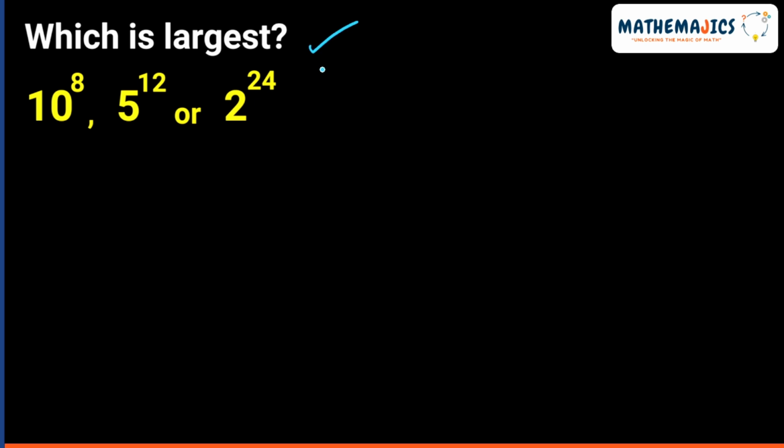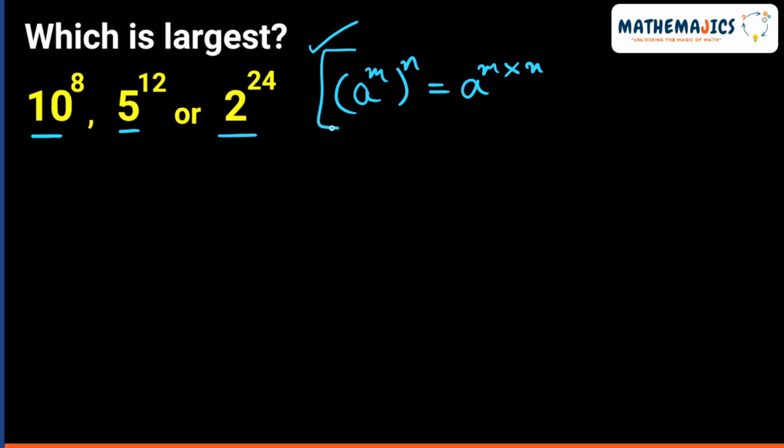This question is from number theory. In this question, we need to find the largest number out of these three numbers. To solve this question, we will be using one rule of exponents, that is (a^m)^n gives us a^(m times n). We will be using this rule to find the answer.